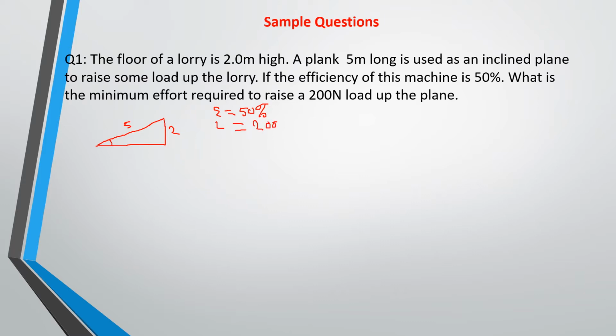I'm just bringing out the variables that are given to us. Then we are also asked to find effort. This is what we're asked to find. So if you look at all that has been given to us, what is required of us to do first? We are required first of all to find the velocity ratio of this machine.